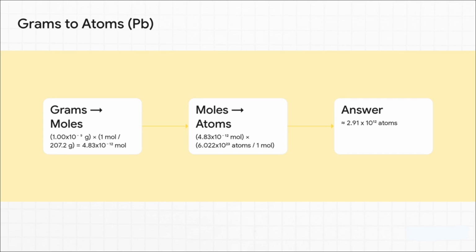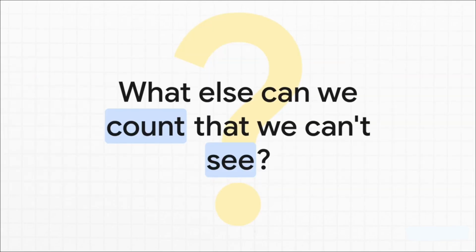So what we do is we just chain the conversions together. First, we cross that grams to moles bridge, just like we did for silicon, but this time using lead's molar mass. That gives us a tiny number of moles. Then, without even stopping, we use our second bridge, Avogadro's number, to turn that number of moles into an actual count of atoms. And just look at that result. Even in 1/1000th of a gram, you're still looking at almost 3 trillion atoms. Wow.